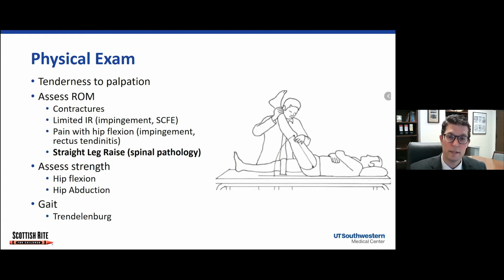Again, trying to distinguish between hip and spine pathology, you always want to perform a straight leg raise, which is done, as you can see on the right side of the slide, by flexing the hip up with the knee extended. If you reproduce their pain and it's radiating pain down their leg, that would suggest this is more likely a spinal pathology, like a herniated disc, for example, as opposed to something coming from the hip.